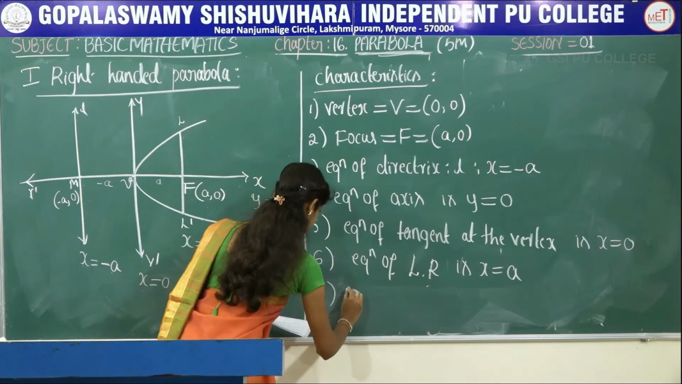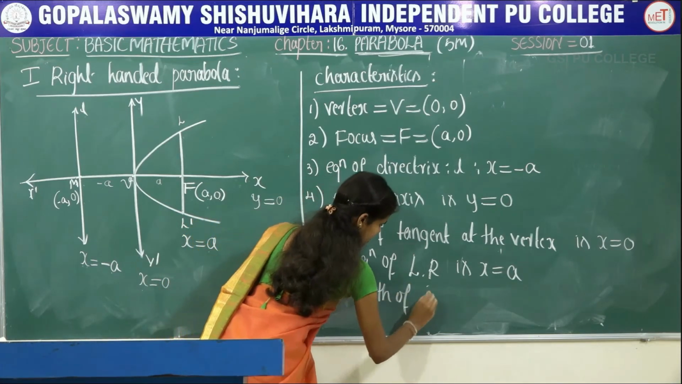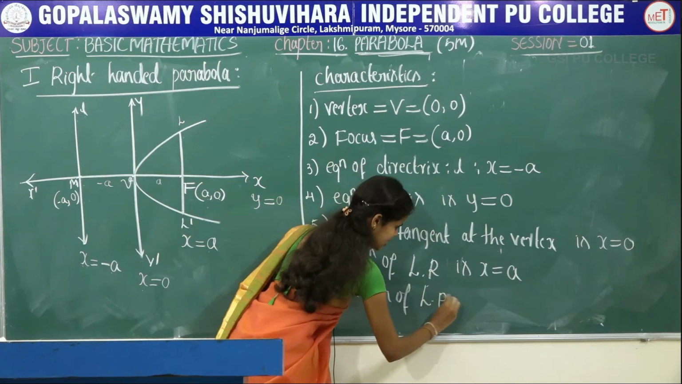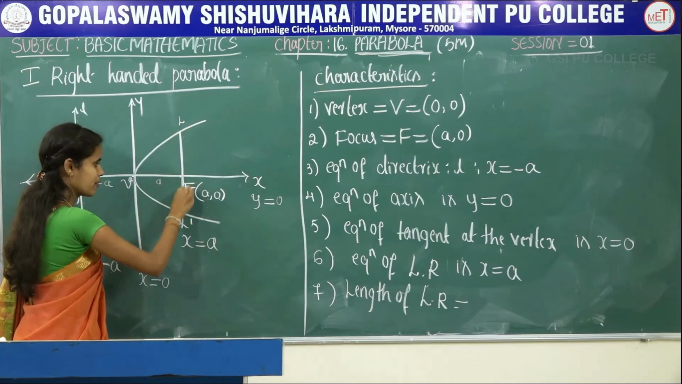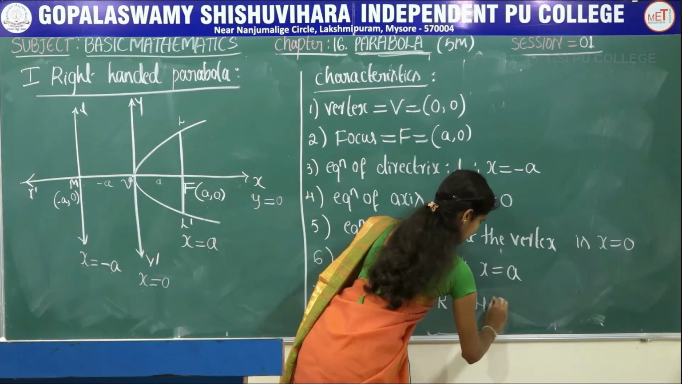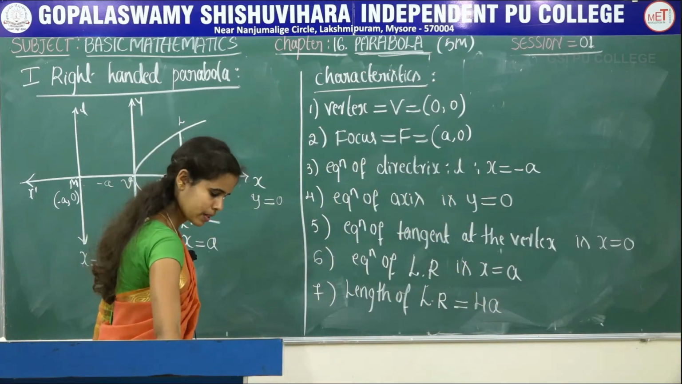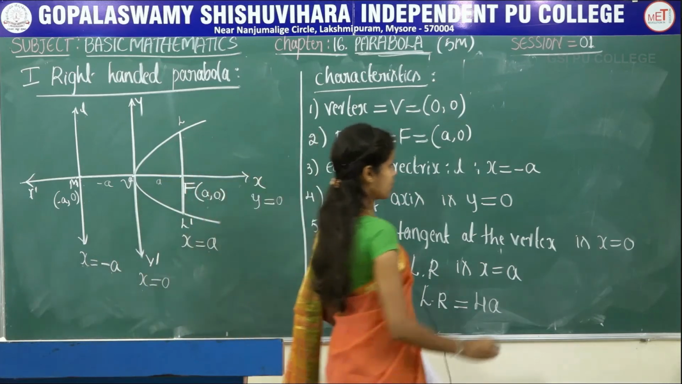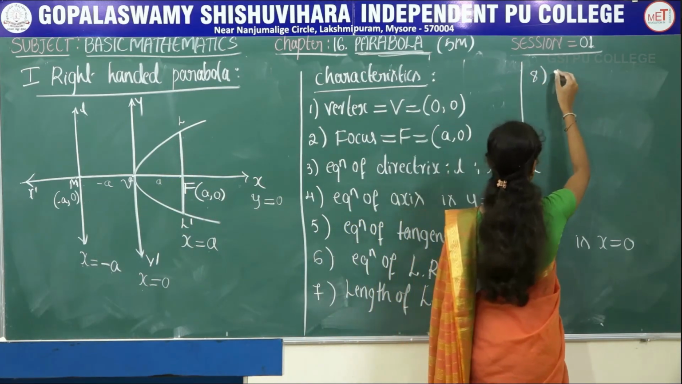Next, length of latus rectum. Already we derived that the length of latus rectum is equal to 4a. So next characteristic, eighth one, is coordinates.